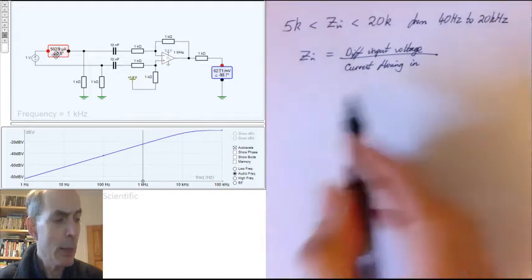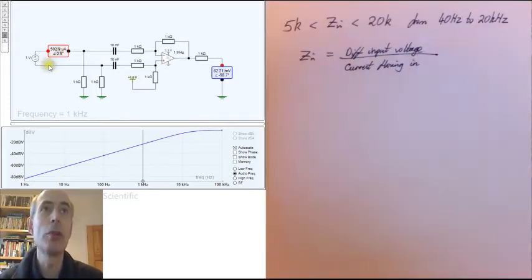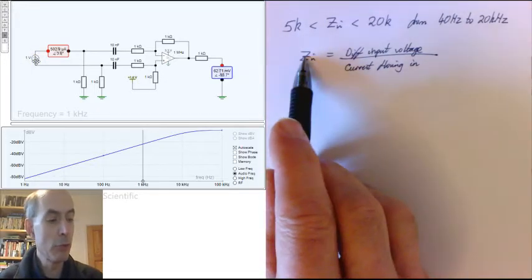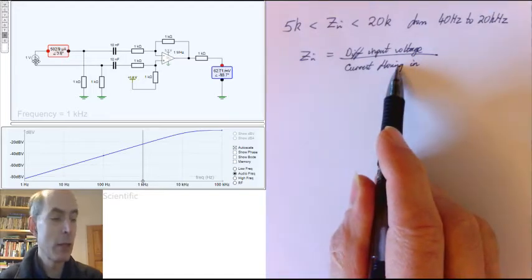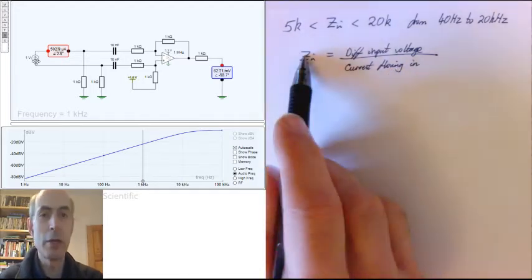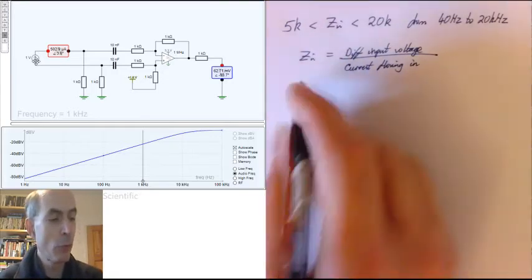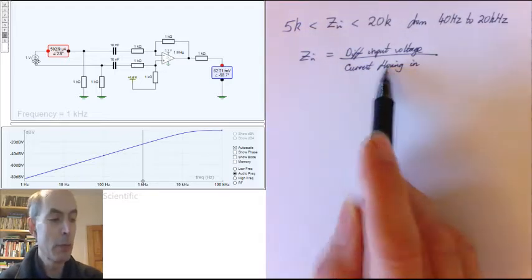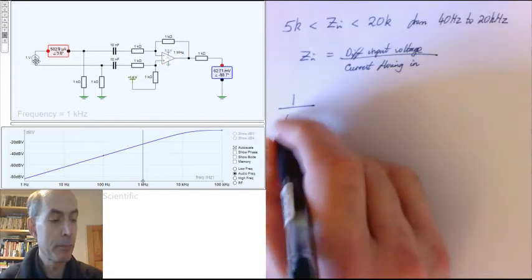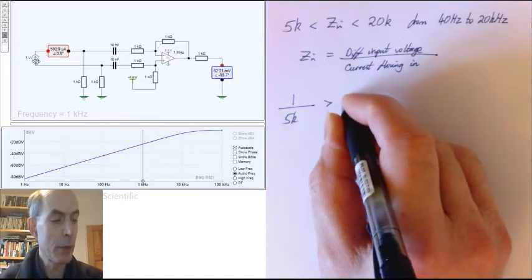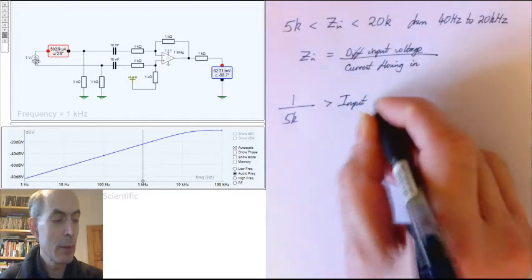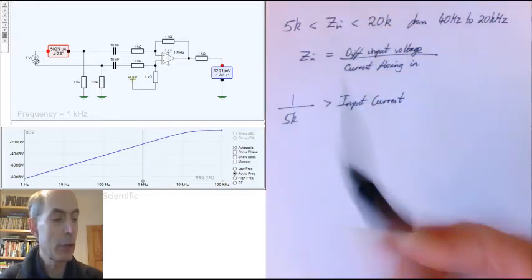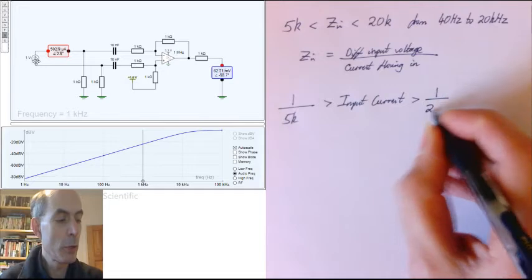Okay, if the input voltage is set to 1 volt, as I have done in this simulator here, then the current measured by the ammeter is just 1 over the input impedance. Therefore, for a value of 5k input impedance, we would expect the current flowing in to be 1 over 5k. This is going to be our input current. And for an input impedance of 20k, we'd expect our current flowing in to be 1 over 20k.